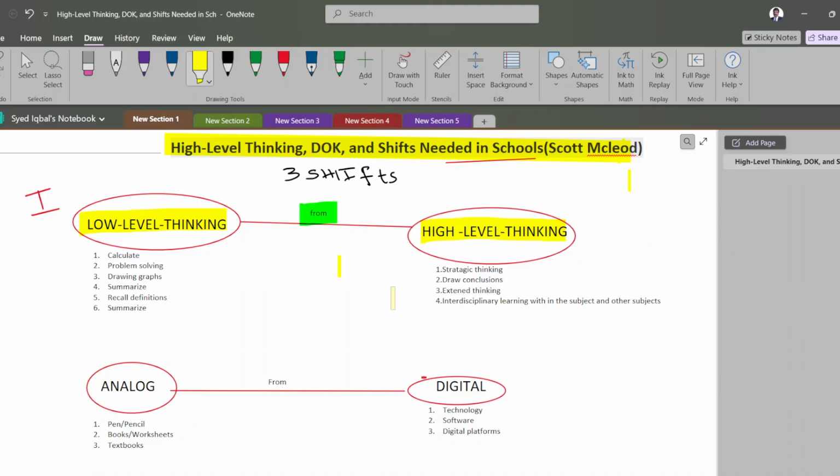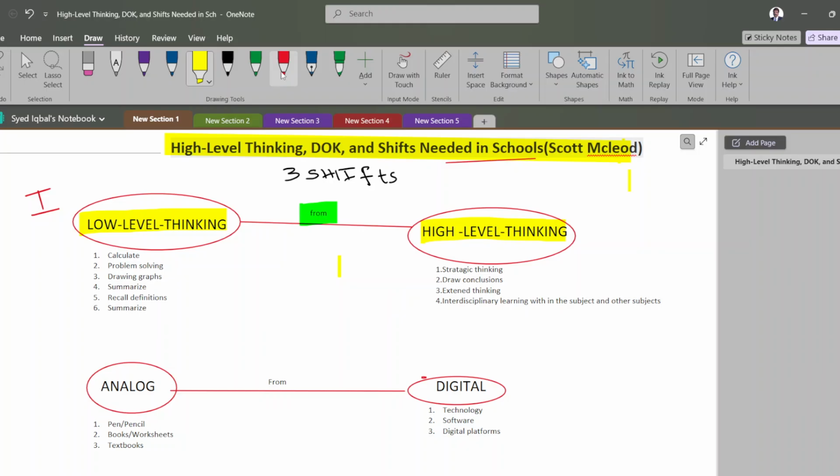Whatever they have learned, they can apply to other subjects, or interdisciplinary within the subject. Suppose the roots are there in logarithmic form. First he has to calculate the root, then he has to form the equation, or find the nature of the roots, whatever he has to do. And within the subject or with another subject also, the student has to do. That is called high level thinking. This is the first part.